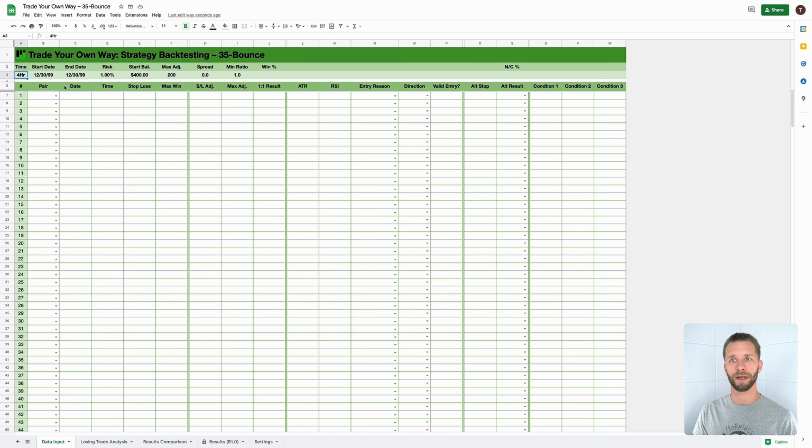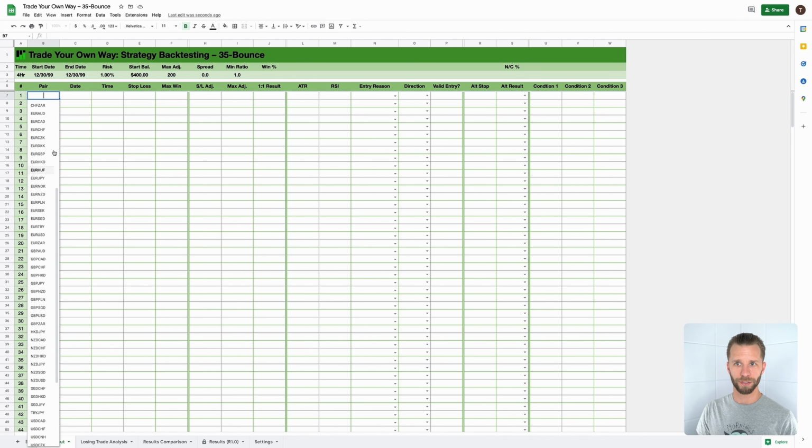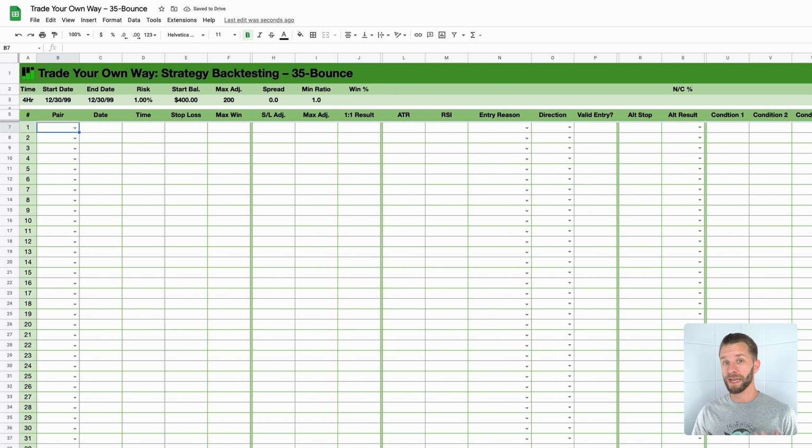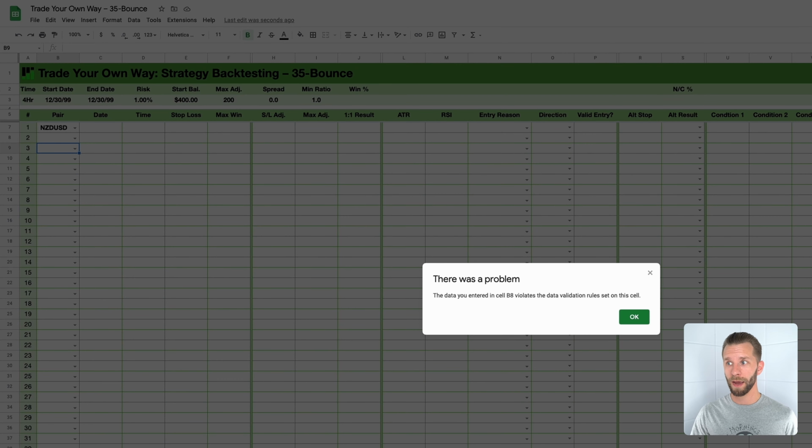So if we go back to data input and we see pair, we have a drop down here. When I click that drop down, you can see everything within those two columns. So if we're to be testing the New Zealand dollar US dollar, I can start typing NZDU, and then if I just hit enter, it's actually going to fill that in. So it's nice and quick, and it also stops me from doing things like NXD USD as a typo, and it'll say, hey, actually, that's not something in your list. Are you sure you want to enter that?